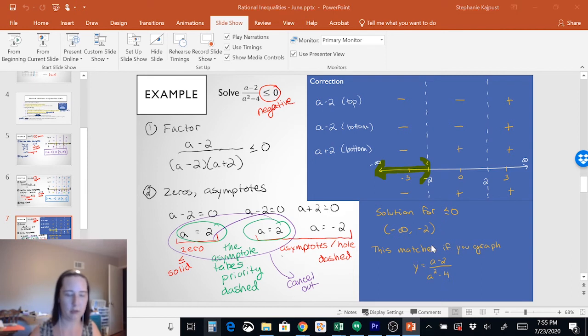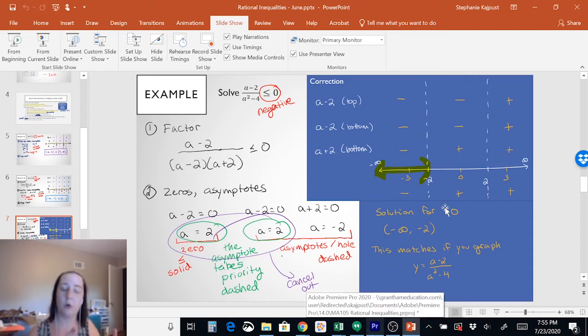I think I still have my Desmos open. Where am I at? Okay. If you graph this on Desmos, you will see that the part of the graph that's below 0 is from -infinity to -2.